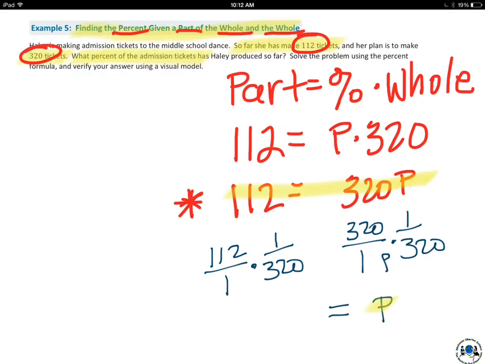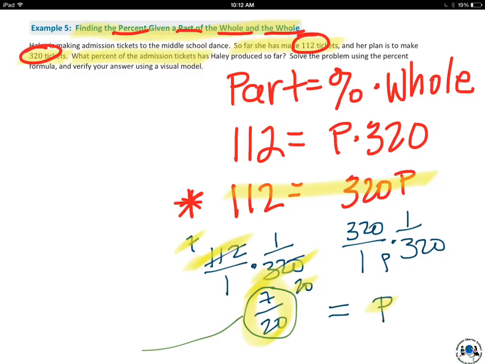I'm going to multiply 112 over 1 times 1 over 320. It took me a few steps, but I did my cross cancellation here and figured out that 112 and 320 were related this way: 7 and 20. So what I ended up with was 7/20 equals p, which is not so easily recognizable as a percentage.